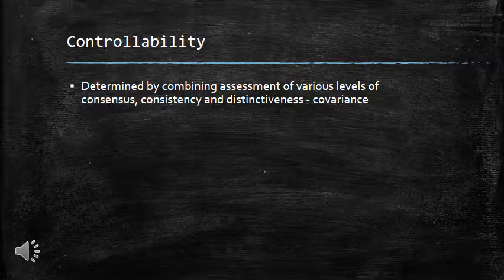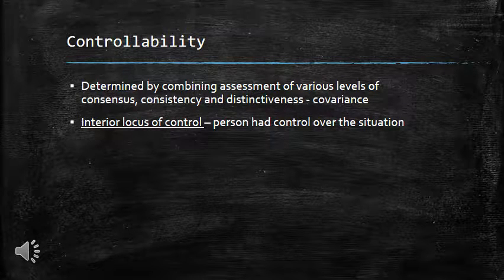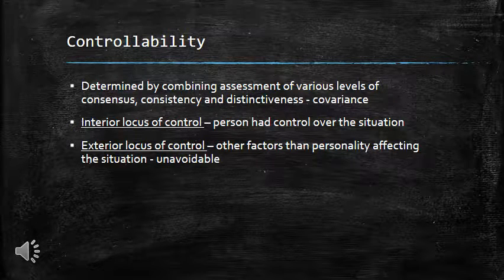Controllability is determined by combining judgments of various levels of consensus, consistency, and distinctiveness. This is where our covariation comes into play. If our conclusion is that the person had control over the situation, we say that they have an internal locus of control. If, on the other hand, we conclude that the situation was unavoidable and the person's internal traits could not affect the outcome, we assume that the person has an external locus of control.